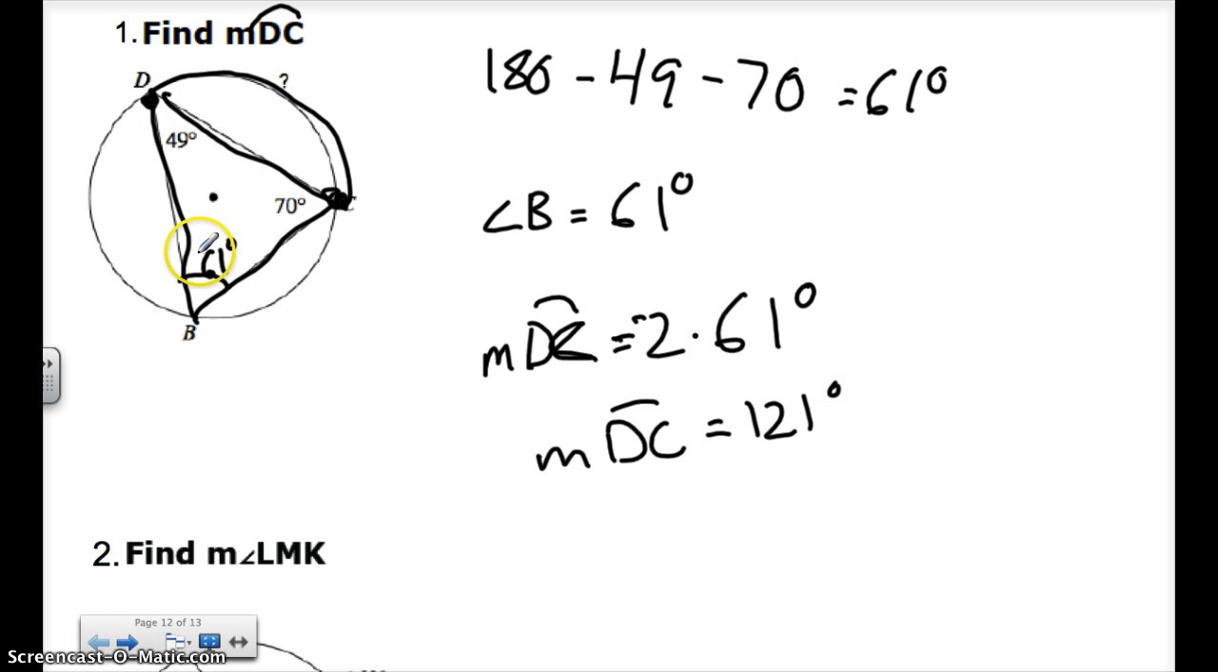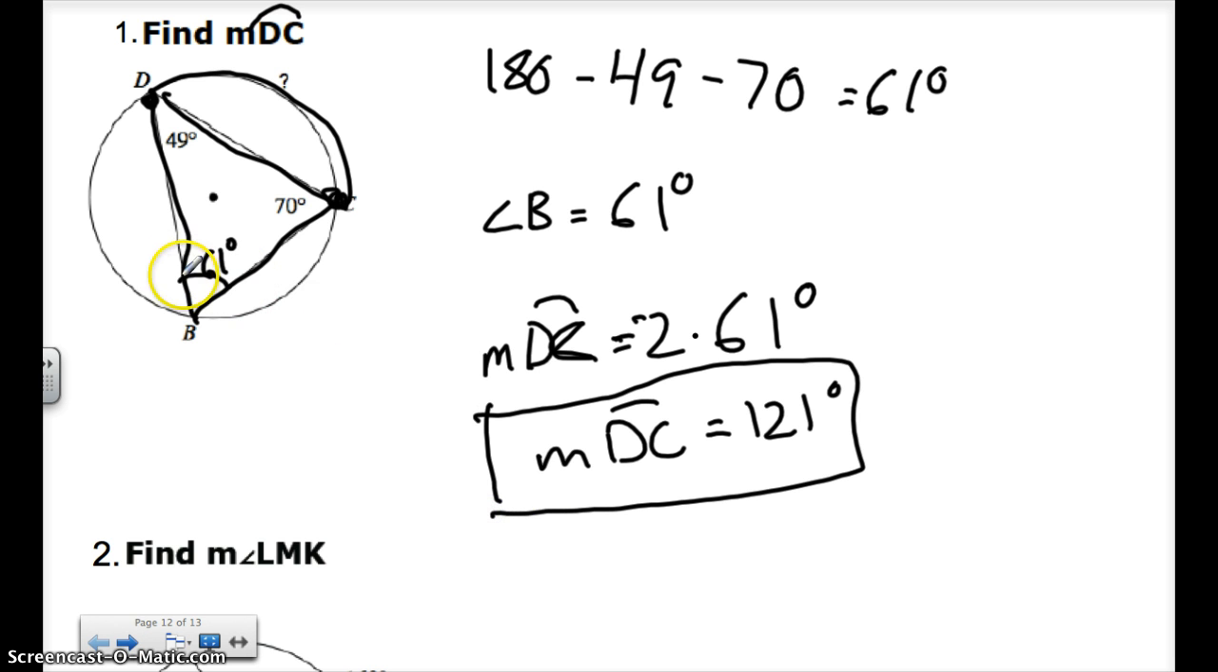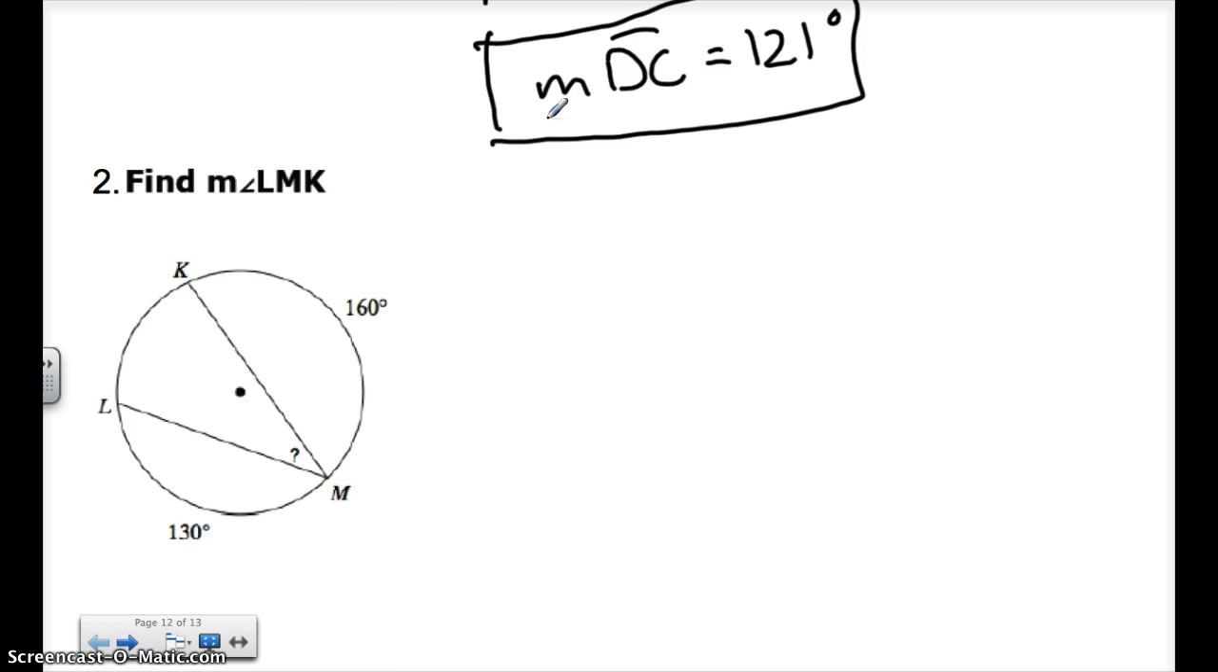And that's all you have to do. You find the angle, and the arc is double that. You have to do a little creative thinking on here, but once you get this inscribed angle, you can get the whole arc. Alright, let's move down.